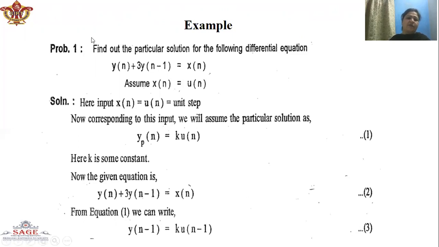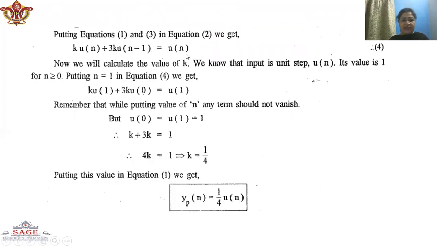In this example, we have to find the particular solution. The difference equation is given and the input is u(n). Here the input is u(n), so the particular solution will be assumed as K u(n), where K is some constant. Now the given equation is y(n) + 3y(n-1) = x(n). So we will write y(n-1) as K u(n-1). So we will put y(n) as K u(n), 3y(n-1) as 3K u(n-1), equal to x(n). x(n) is u(n). So I'll put all these values in this equation, and I'll get this.